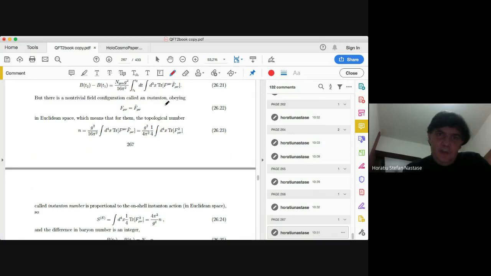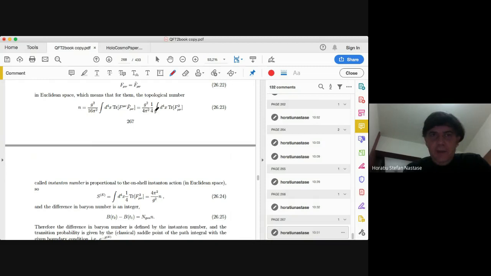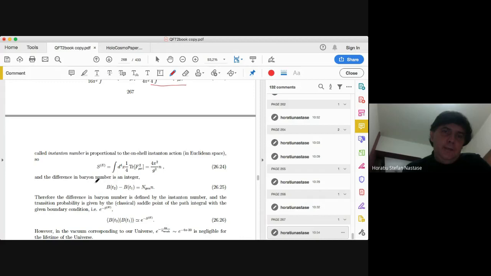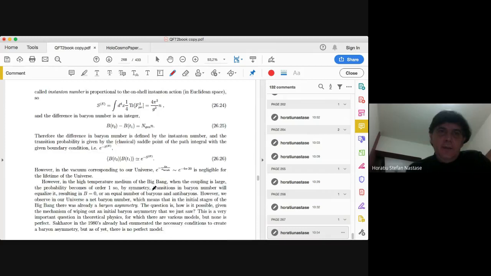And from this calculation, we have seen that this Euclidean action is 4 pi squared times n over g squared, right? And then the difference in baryon number is the number of generations times this instanton number. All right? So the difference in the baryon number is defined by the instanton number.